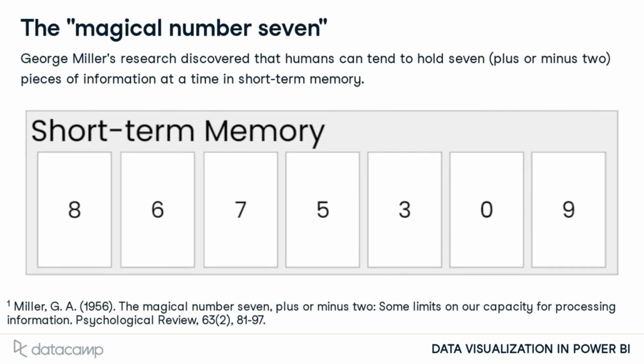George Miller, in 1956, released a study showing that humans can hold somewhere between 5 and 9 pieces of information at a time in short-term memory.